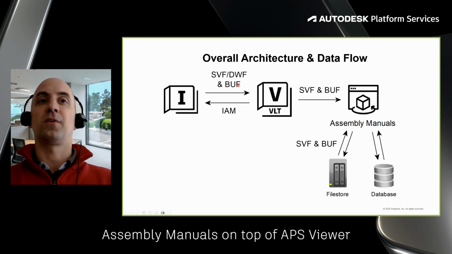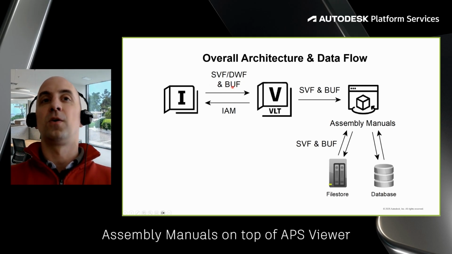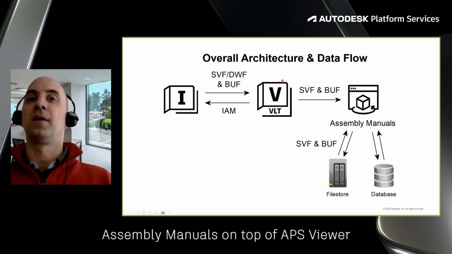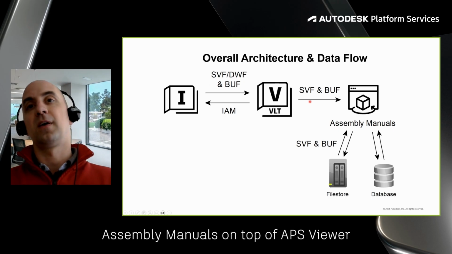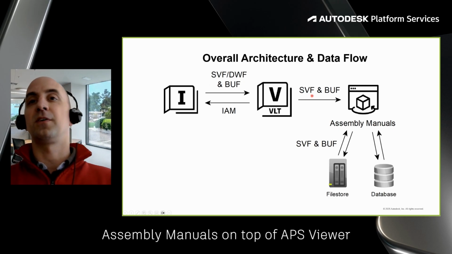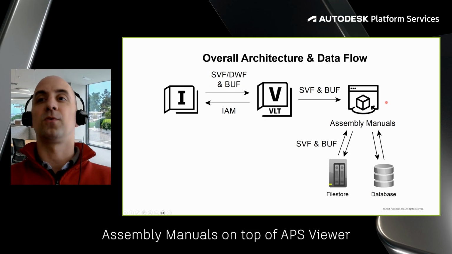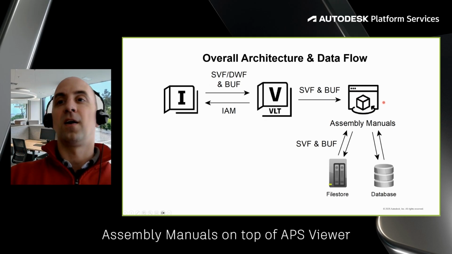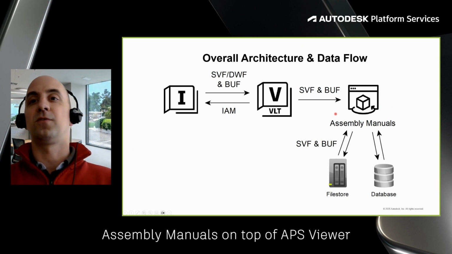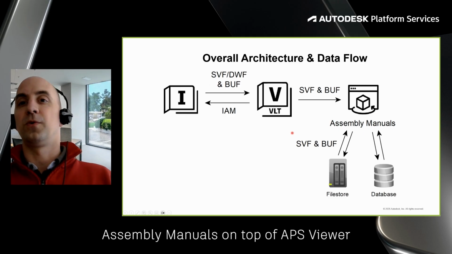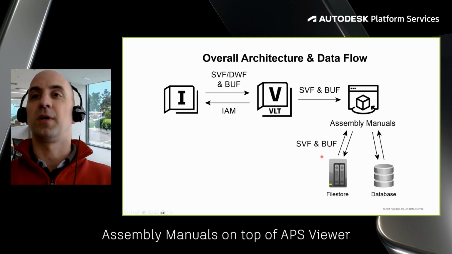And the second part of the data that it outputs is something that we call BUF, which is essentially the metadata. And once Vault has that, it uploads the SVF, the 3D representation of the data, and the BUF, the metadata representation, to the assembly manuals application itself. It could, of course, be any other application, so that's just to give you an idea of what we're doing, and maybe you can draw an inspiration from that.